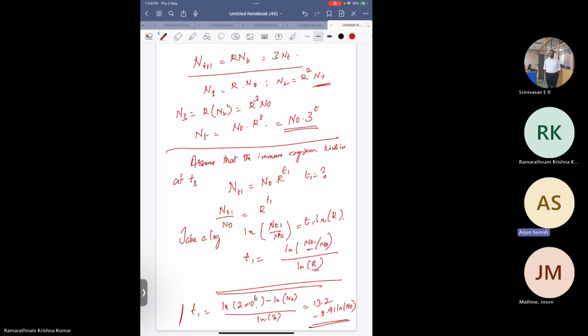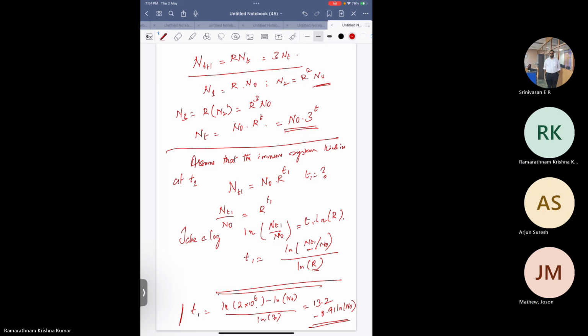Correct. This is realistic because the immune system kicks in only if it reaches a threshold number. So if the fellow is infected with one virus, the immune system will kick in only after 13.2 days.